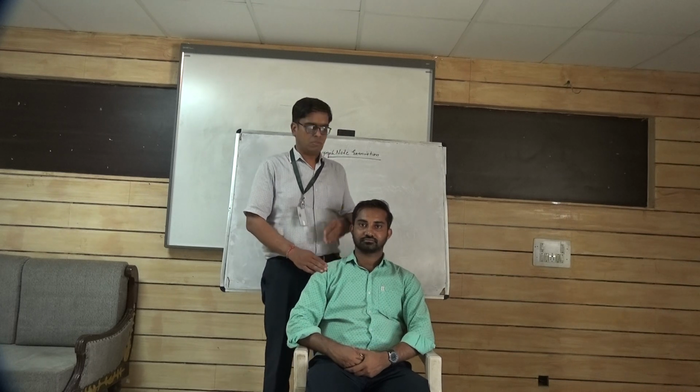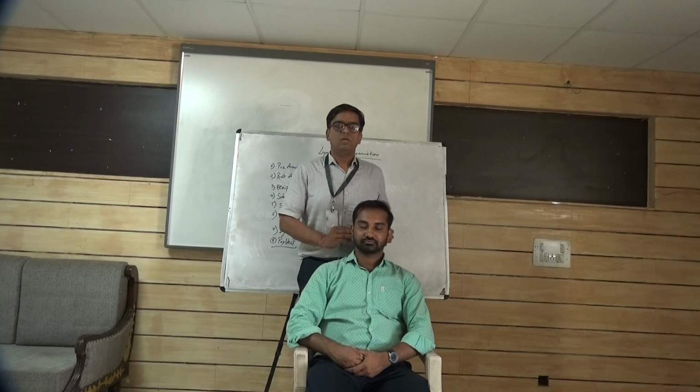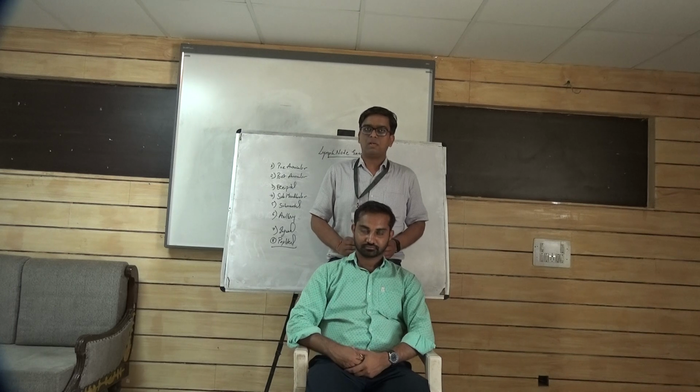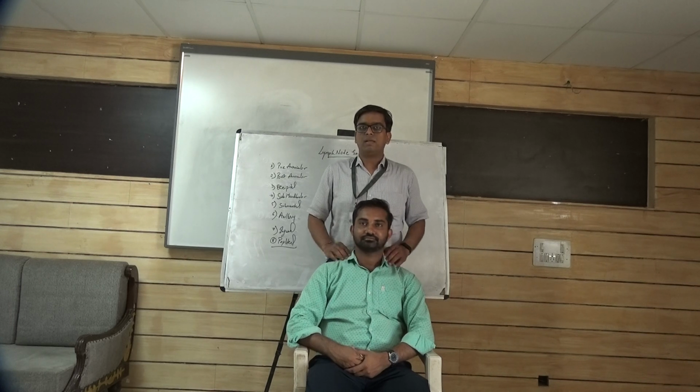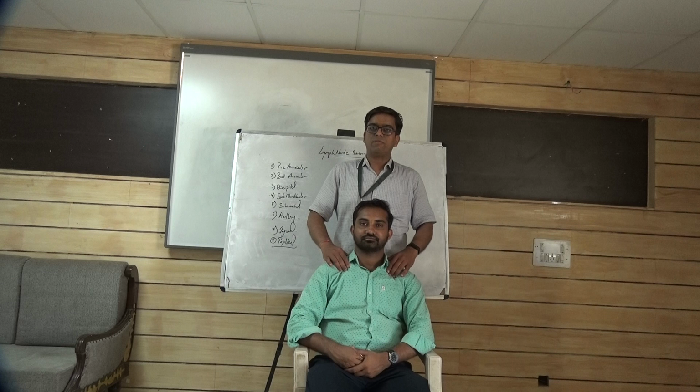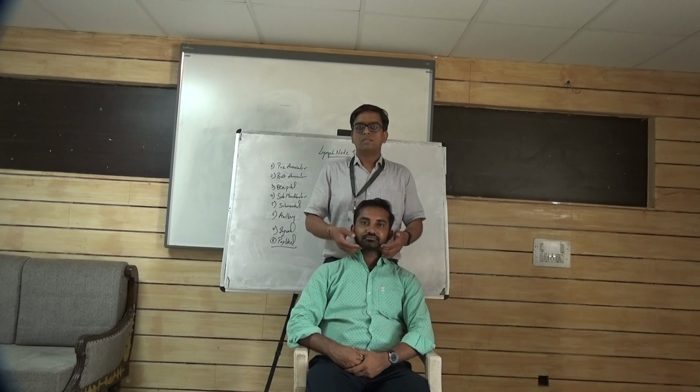Let me again revise. This is pre-auricular lymph node, post-auricular lymph node, occipital lymph node. Then we have supraclavicular, infraclavicular. We have submandibular, submental. Then we have axillary group of lymph nodes, we have epitrochlear group of lymph nodes, we have inguinal, and we have popliteal group of lymph nodes.